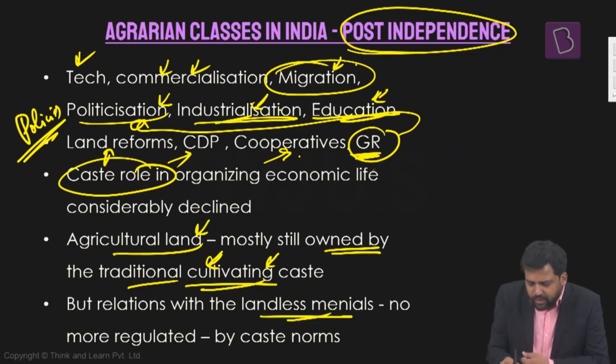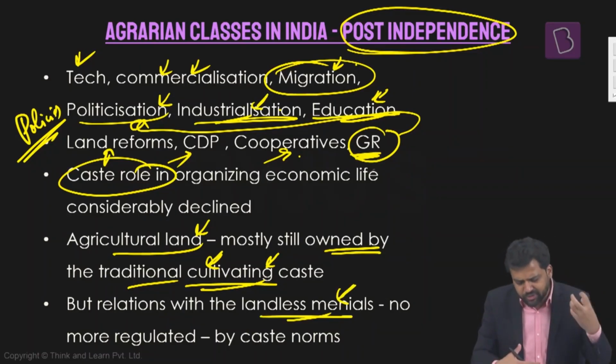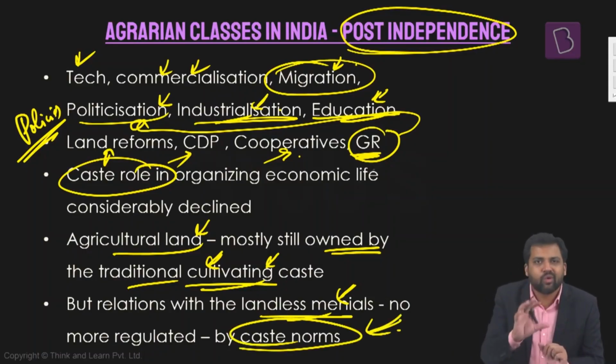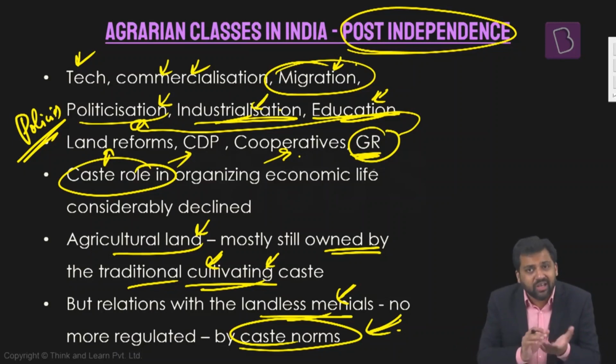And whatever the situation, the relation between the traditional cultivating caste, which traditionally owned and cultivated the land, the Jajmans, and the other castes has gradually changed. Caste norms and the Jajmani system do not play a significant role now, because different things are happening. Technology has reduced the role of these kinds of reciprocal exchanges. Commercialization of the economy has happened.